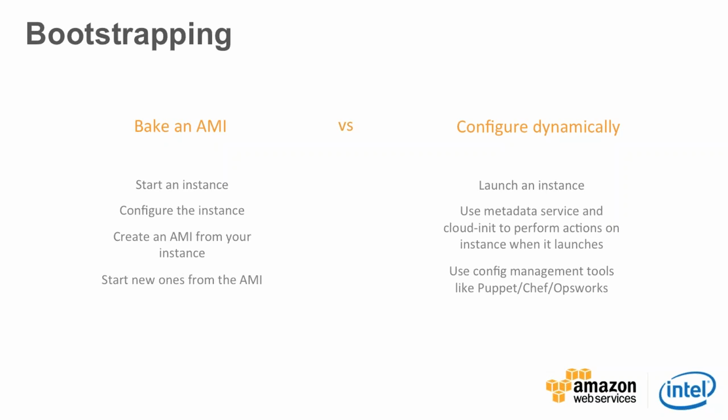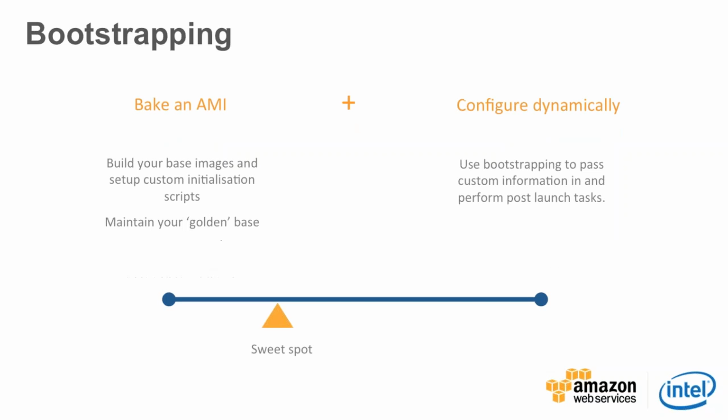Now, both of them have advantages and disadvantages. So which is the ideal method to choose? With an AMI, you build your base images, set up custom initialization scripts, and you're managing a golden image. Whereas when you configure dynamically, you're using bootstrapping to pass custom information in, and you're configuring the instance post-launch and bringing it to a desired state.